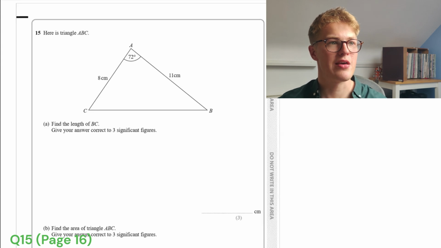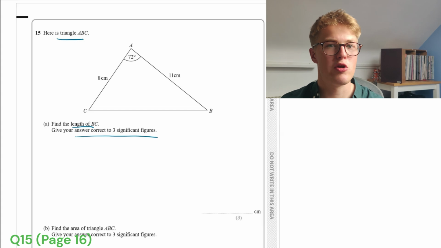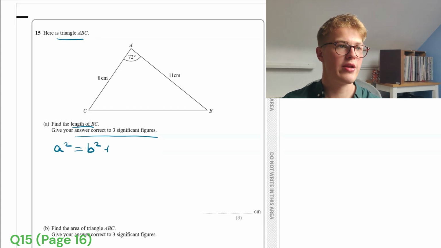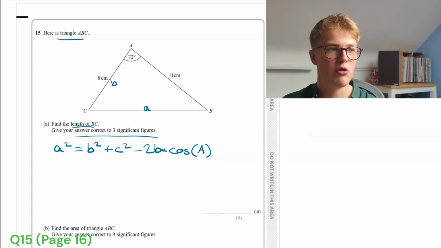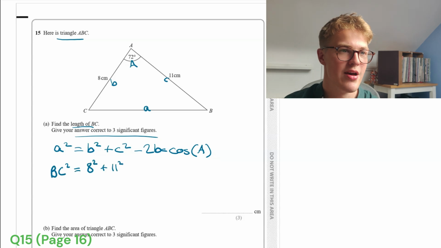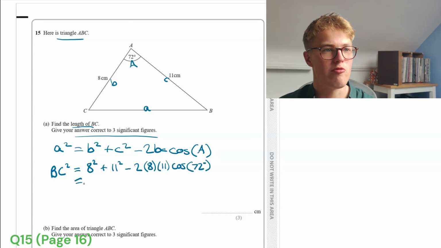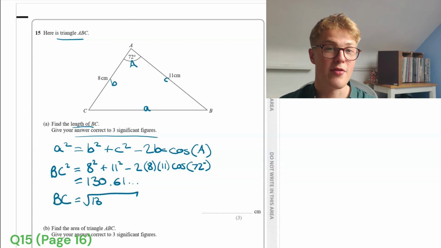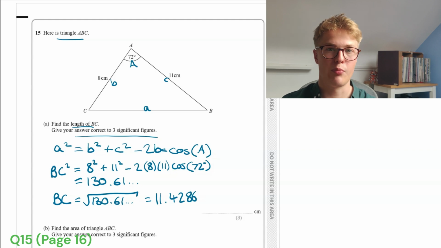Here is triangle ABC. Find the length of BC, give your answer correct to 3 significant figures. So we can use the cosine rule for this, so we do a squared equals b squared plus c squared minus 2bc cos a. We then fill in all of our values and we end up with BC squared is equal to 8 squared plus 11 squared minus 2 times 8 times 11 times cos 72 degrees. This is 130.61, and then we find the square root to get BC, which is 11.4286, and therefore 11.4 to 3 significant figures.